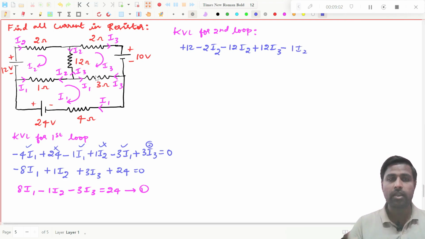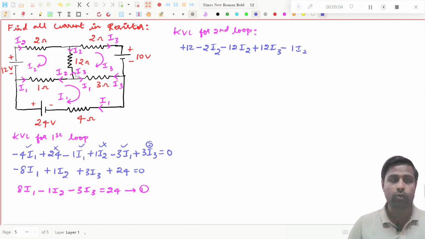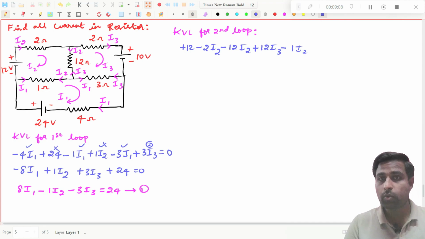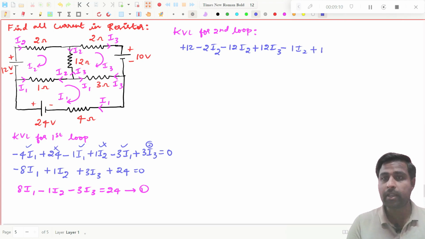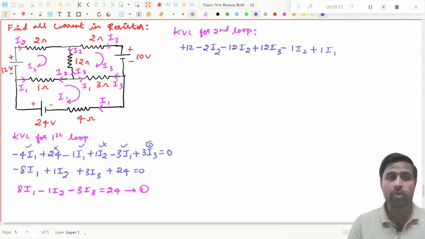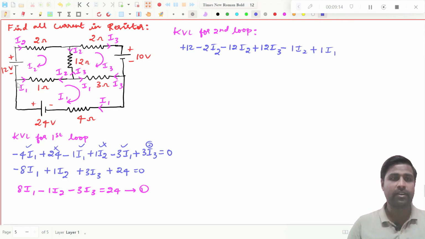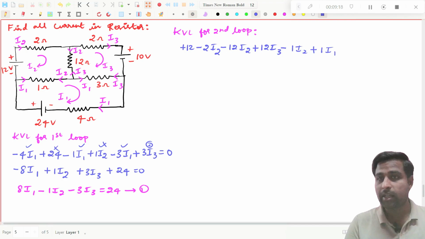And you see this I1 is coming opposite to me, right? I am coming in this way, and this I1 is coming opposite to me. So I will get plus 1 into I1. That's all, right? I have started here and I have come to this point at last, so it becomes 0.